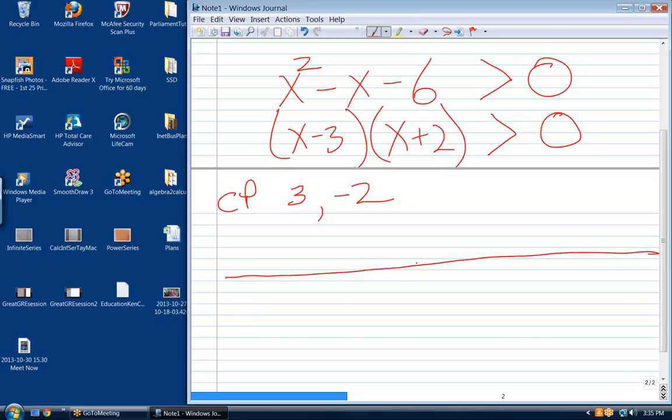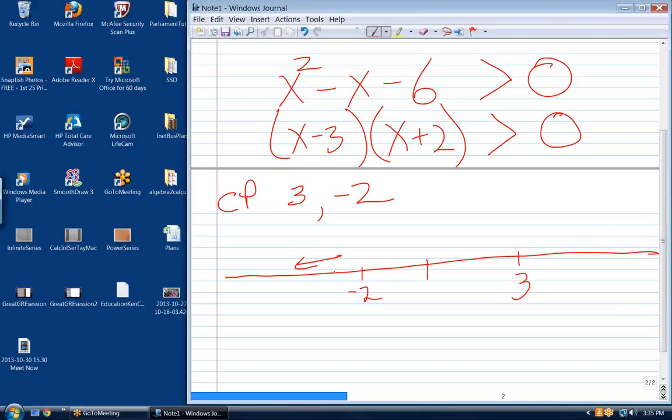Have you heard of the concept of a line chart? Maybe. Is it where you, like, graph it on a number line? Right, but since these are my two critical points, and I didn't label 0 on purpose, what I want to do now is I want to check one point to the left of -2 and figure out whether it's positive or negative. And then I'm going to check a point between -2 and 3, and then I'm going to check a point to the right of 3.